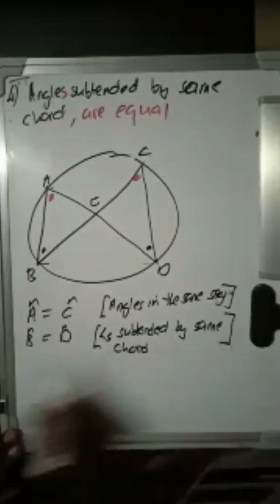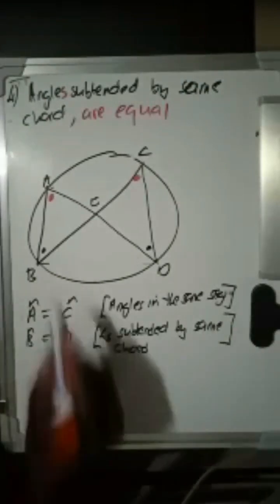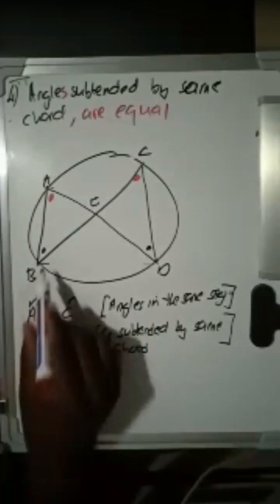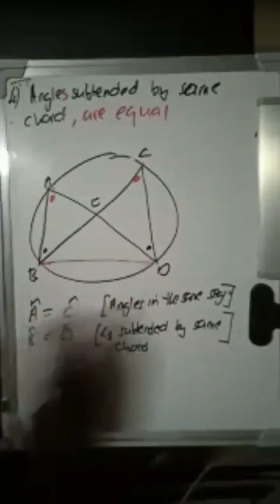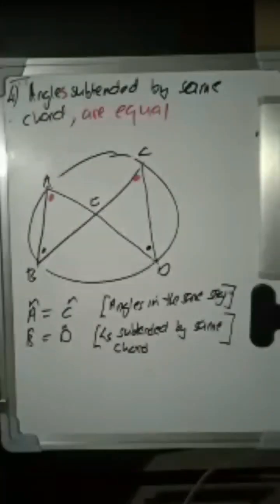Okay, so we saw the chord that I drew up in red, B, D is the chord. Then also A, C is a chord subtending B and D. Okay, so guys, this is the other one, which is the fourth one, angles subtended by the same chord.